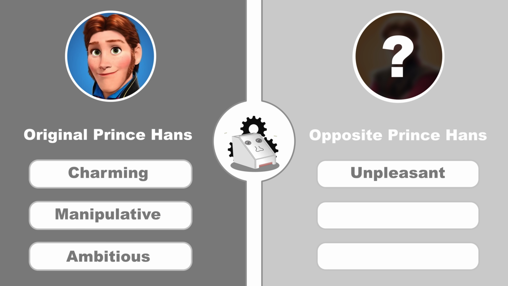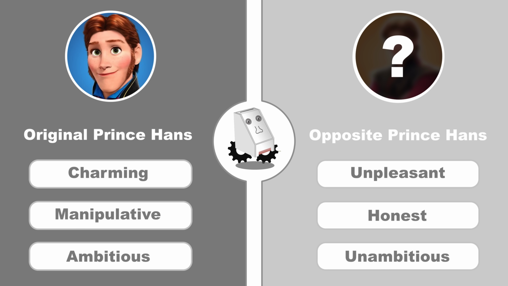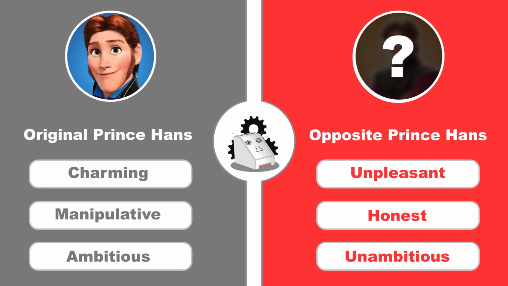Now let's see what the opposites would be. Unpleasant, disliked and hard to be around. Honest, speaks the truth and avoids deceit. Unambitious, lacks drive or motivation. And apparently the opposite of gray is red. Can you make Prince Hans as his opposite? Let's see if he's a Prince Hot or a Prince Not.